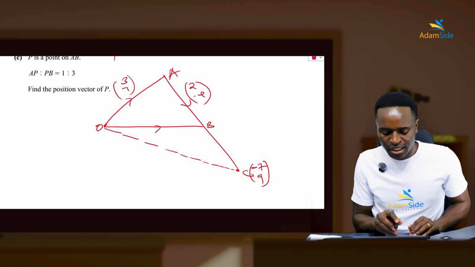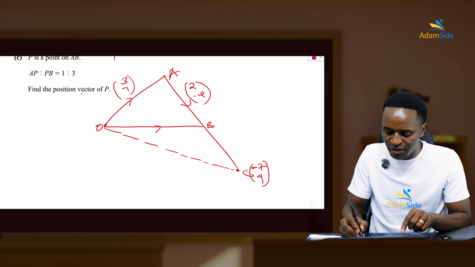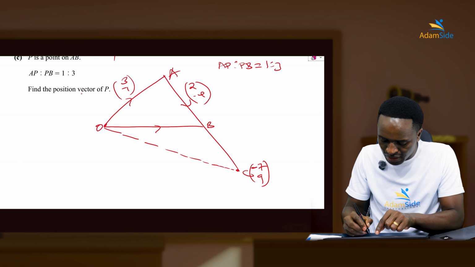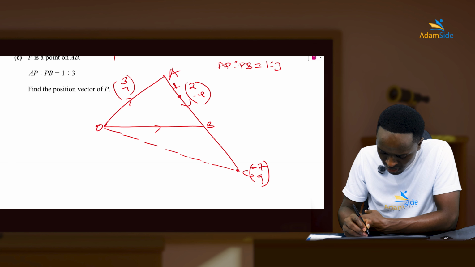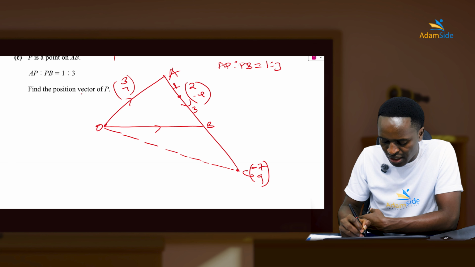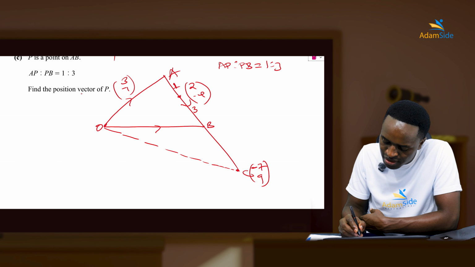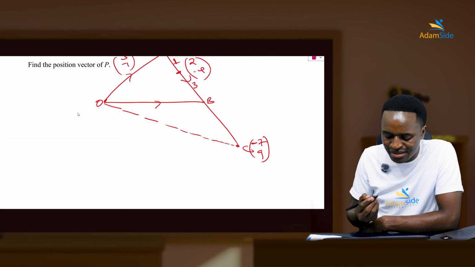Now, they say find the position vector of P, whereby vector AP to PB is equal to 1 to 3. P is a point on AB in such a way that for A to P, one of it is 1, the ratio, and the other one is 3. So it's within here. It's easy because we understand how to get that. So find the position vector of point P. They want just the position vector of point P here, and it's very simple.